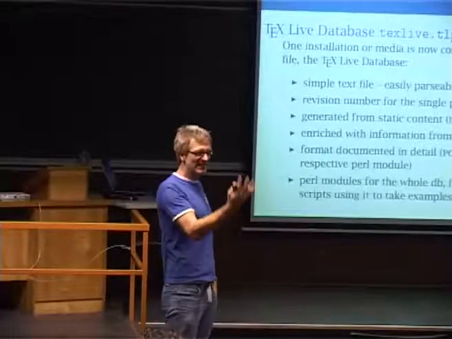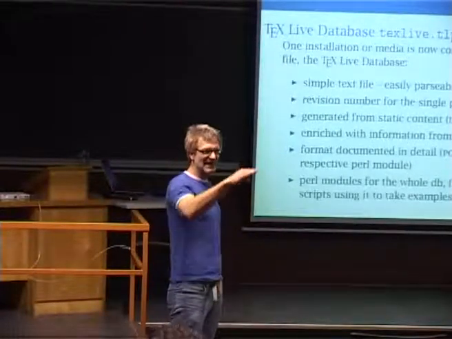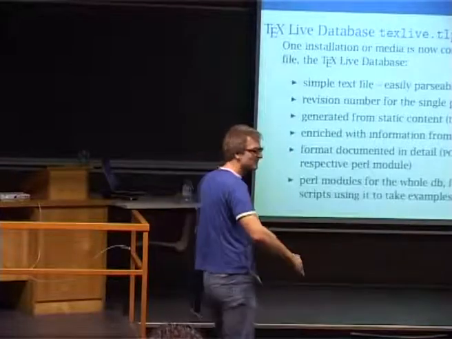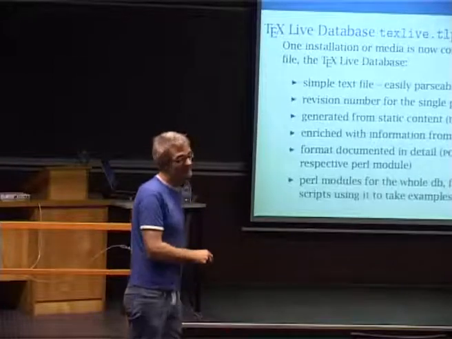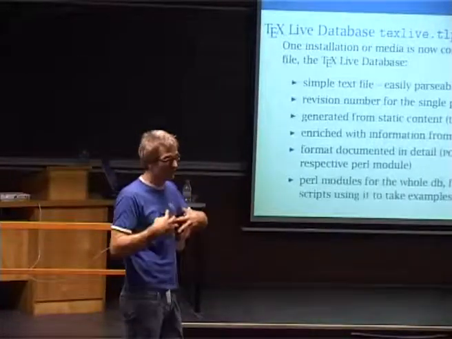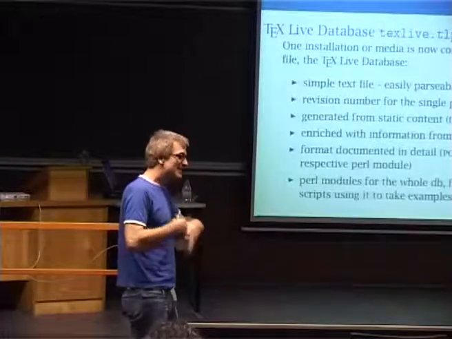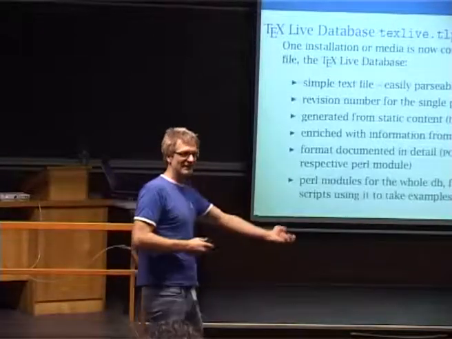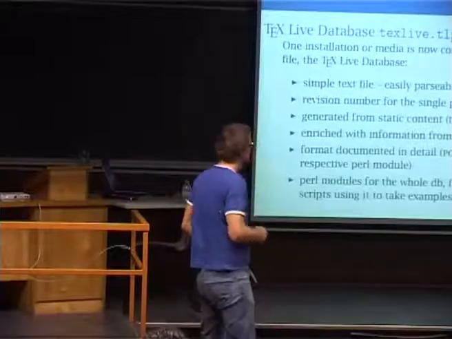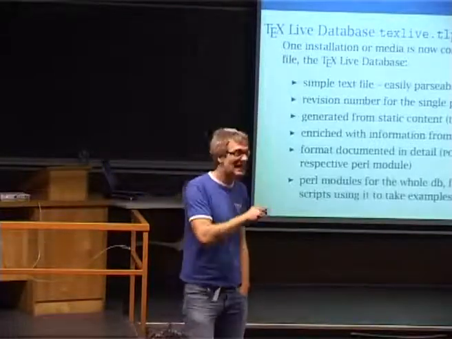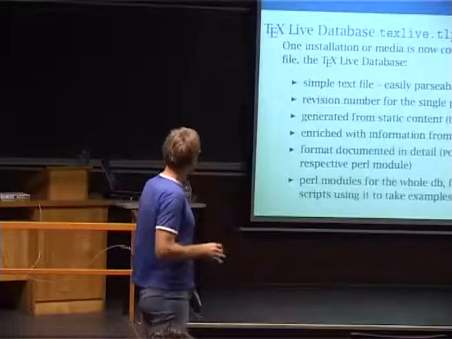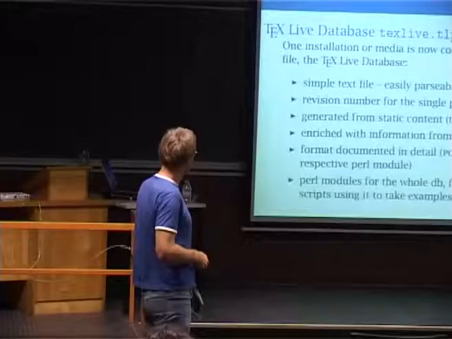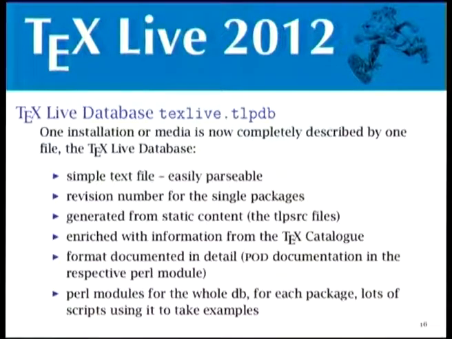If you know what the packages file in Debian are, they are stanzas separated by an empty line, and that's it. So we have this TeX-Live database that describes the whole state of one installation, meaning also the whole state of the TeX-Live network, even when it's compressed. It's a simple text file, so plain lines. We have revision numbers for single packages. This is always generated from static content. We have a lot of Perl modules for those. I come back to this later on.